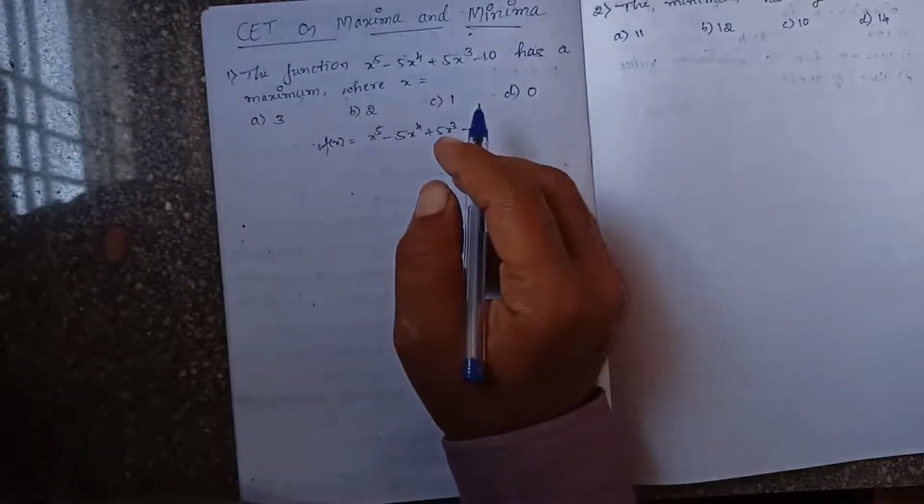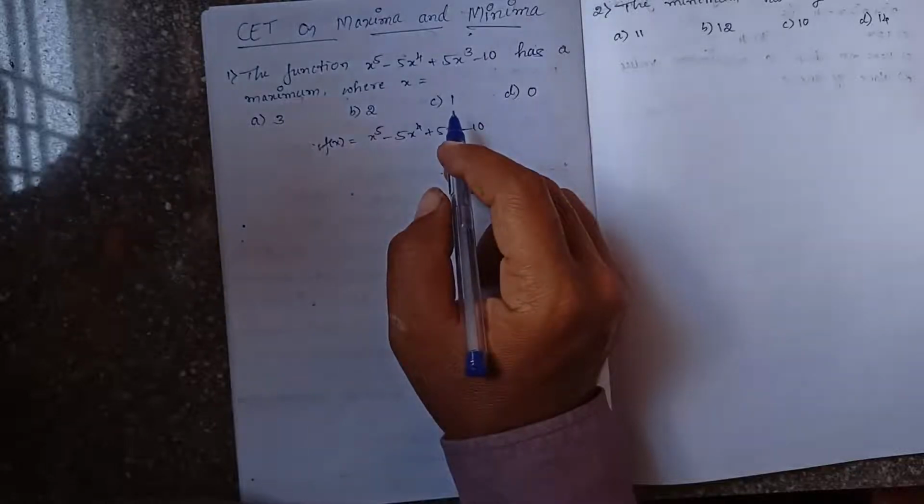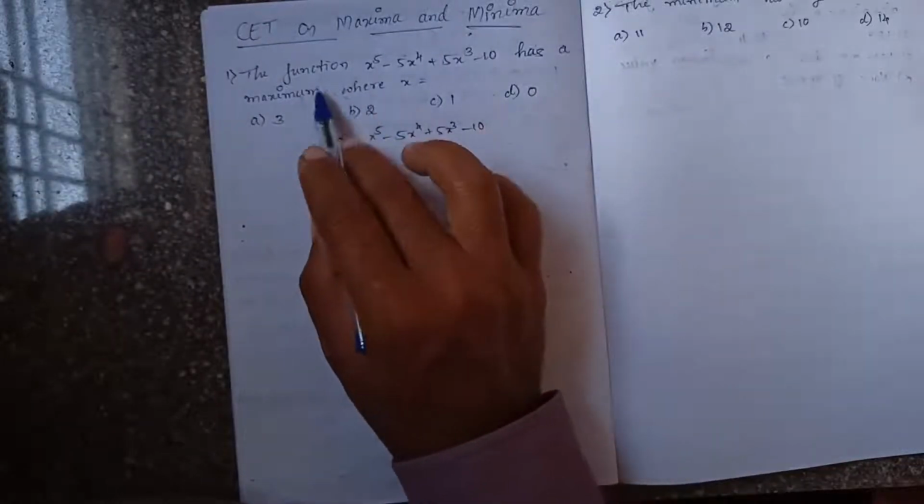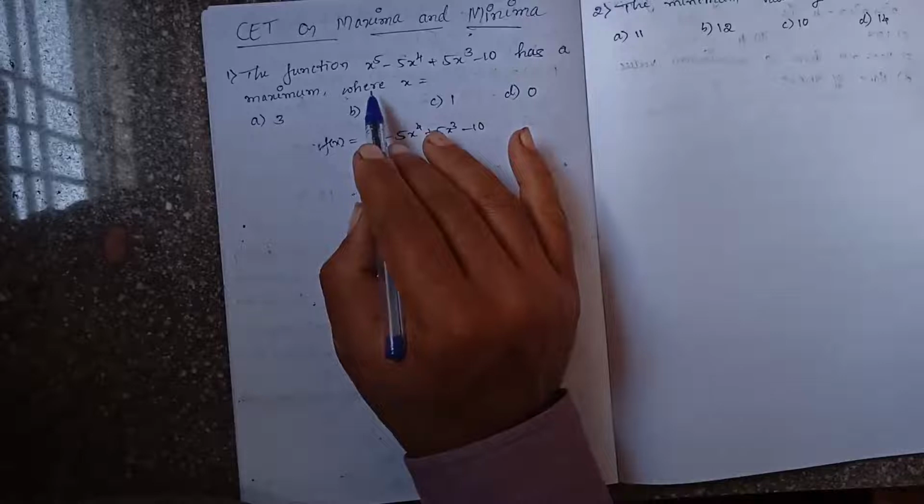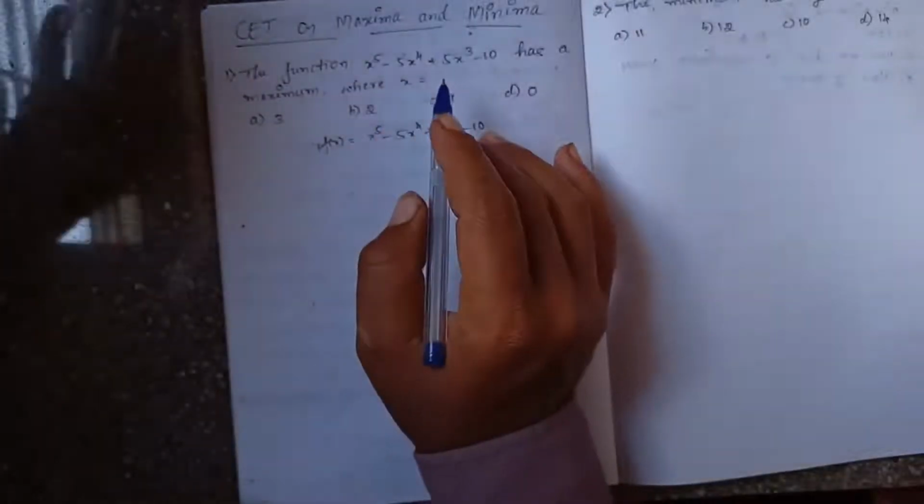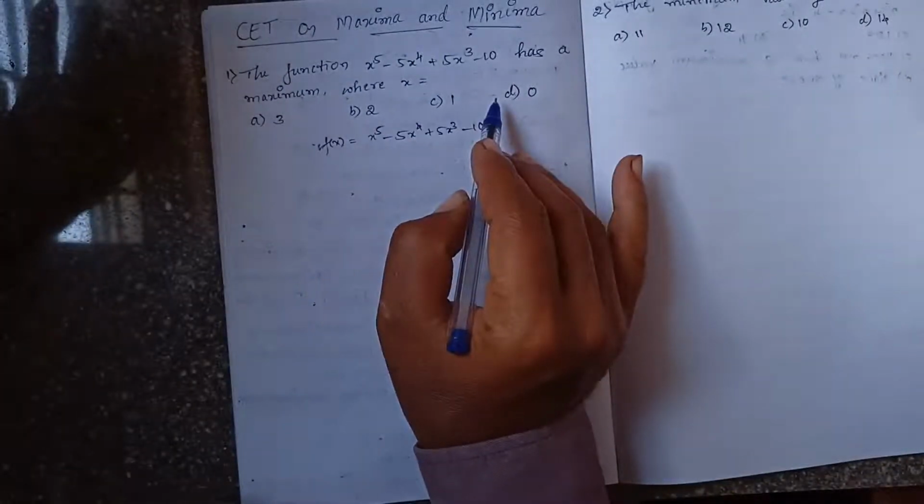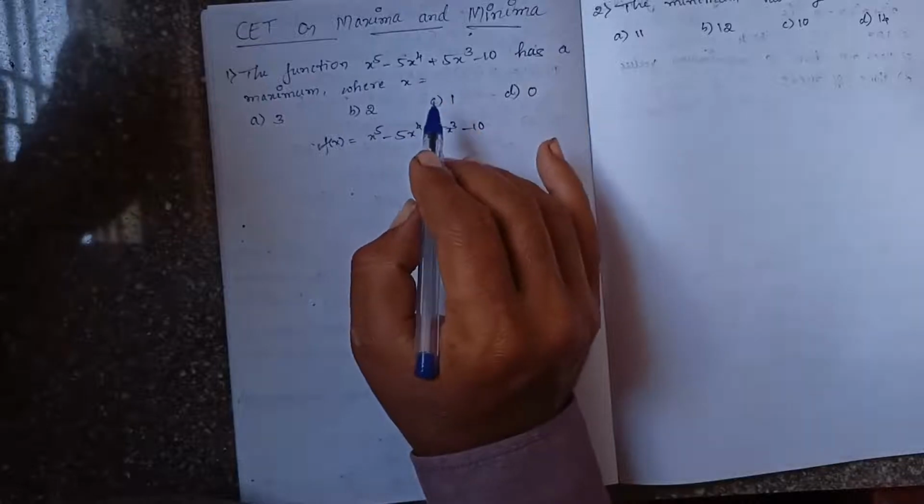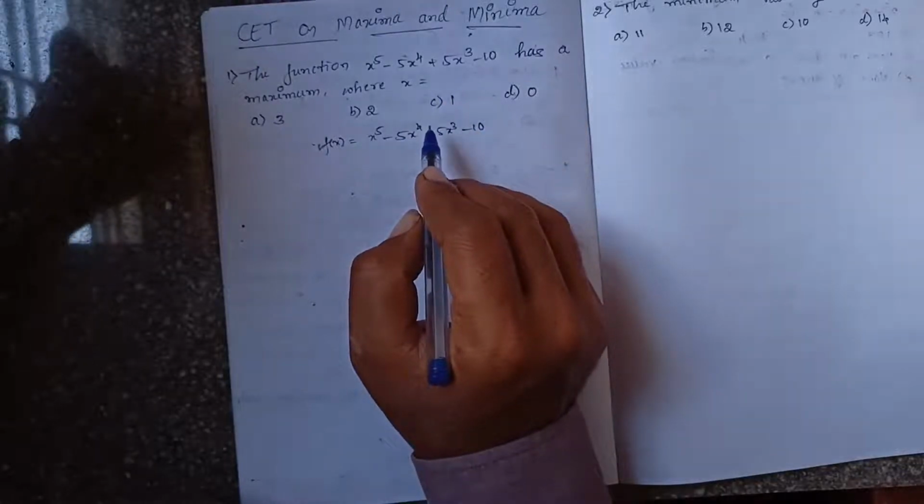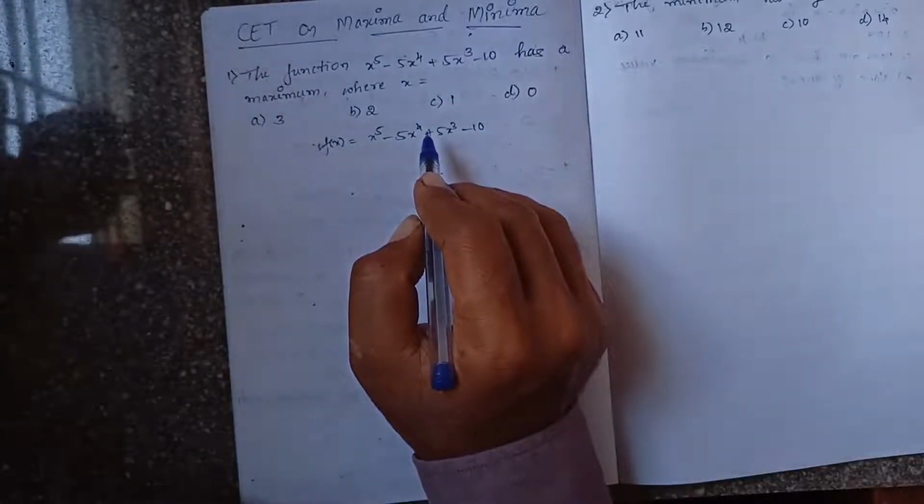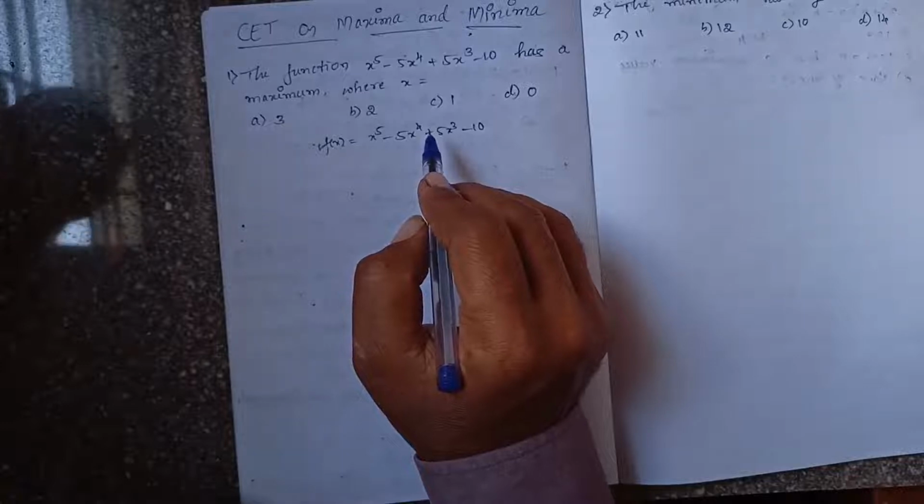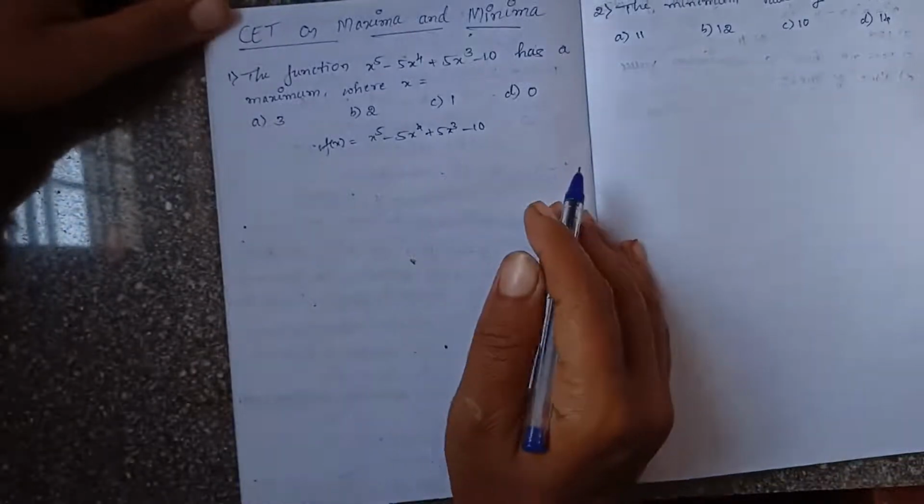As it is a CET question, we will go directly to the options. For all these points we will check the value of f of x, and where it is maximum, that will be the answer. Very simple one, we will use the shortcut method here.